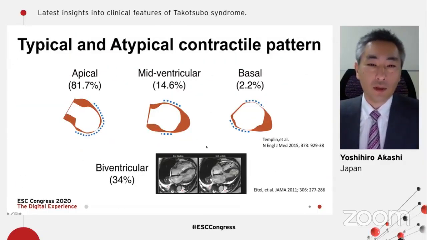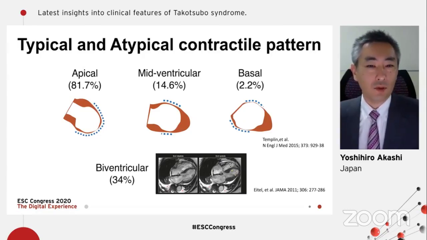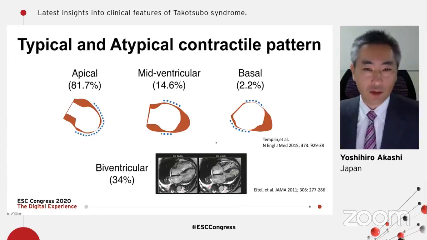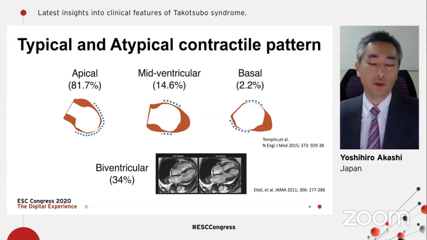There are several contractile patterns in Takotsubo syndrome. In above 80% of these patients, the apical ballooning pattern is most popular, and this is known as the classical and original contractile pattern. The rest of the patients indicate mid-ventricular ballooning, basal ballooning, or focal ballooning. Right ventricular involvement was reported in approximately 20 to 30% of all Takotsubo patients.